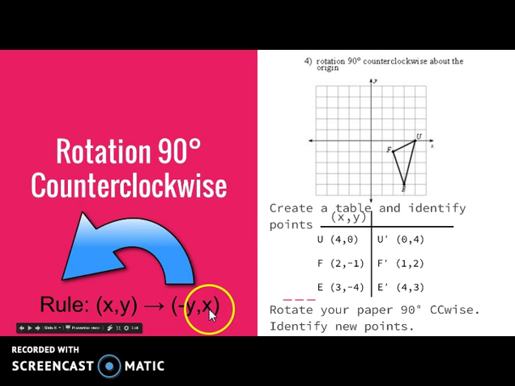And what you notice is we followed this rule. To rotate 90 degrees counterclockwise, the X and Y switch places, and we make the Y its opposite, or negative. So (4, 0) becomes (0, 4). Now, negative 0 is just 0. That's the only one that doesn't really change because it's on an axis. But (2, -1) becomes (1, 2). (3, -4) becomes (4, 3). And we'll do some more of these in class. This is just an introduction.